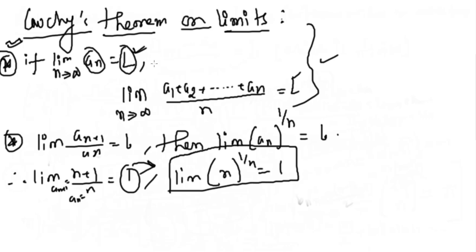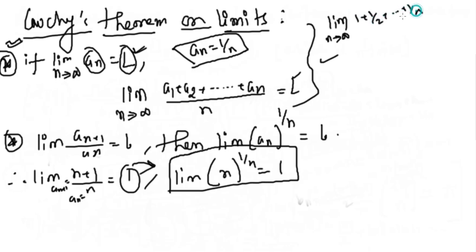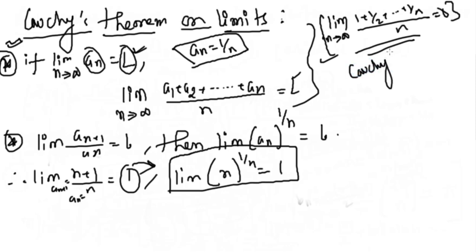Also, the previous one, if an is equals to 1 by n, let's say. So obviously limit n tends to infinity, n goes to 0. So then its average, 1 plus half plus 1 by n, also goes to 0, isn't it? So this was the problem we were talking about, which can be dealt not with Stolz-Cesaro but with Cauchy's theorem. So that's why you need to be careful that which theorem you need to use in order to get success.